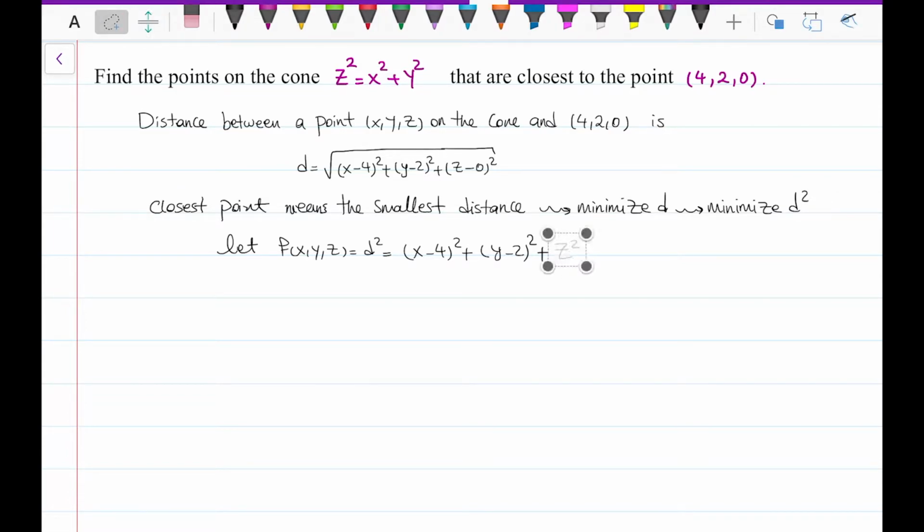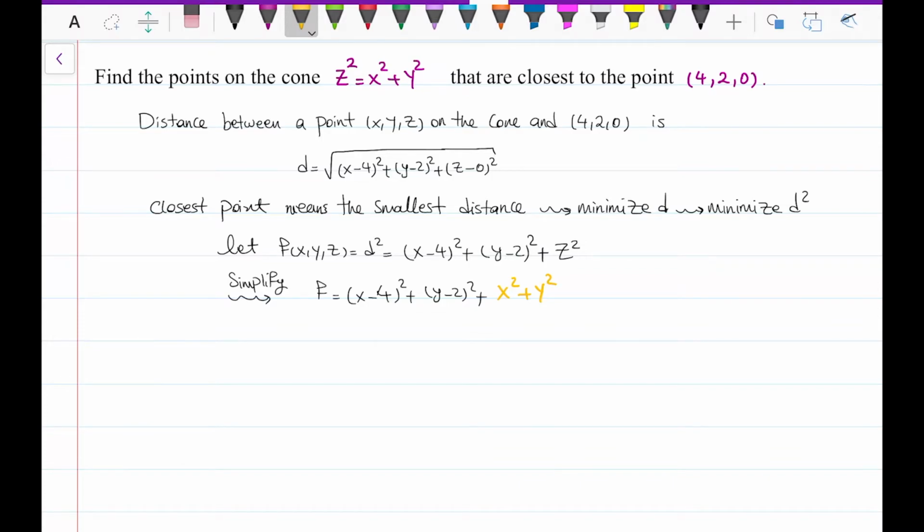Now, z squared here is the third variable. But if I want to simplify the function and have just 2 variables, I can rewrite this using the equation of the cone, because the point (x, y, z) is on the cone. So I'm going to simplify the function by setting f to be (x minus 4) squared plus (y minus 2) squared, and instead of z squared, I just write the equation of the cone, which is x squared plus y squared. Now I have a function of 2 variables, x and y, and I need to find its minimum.